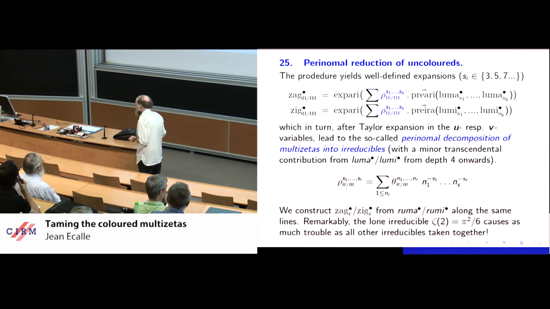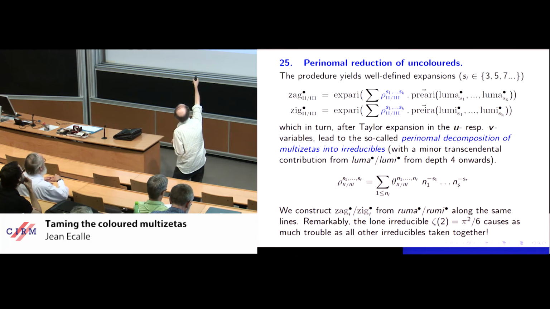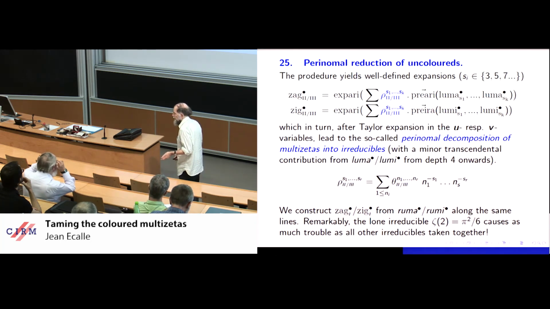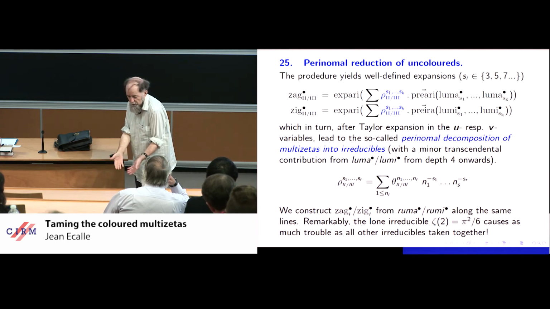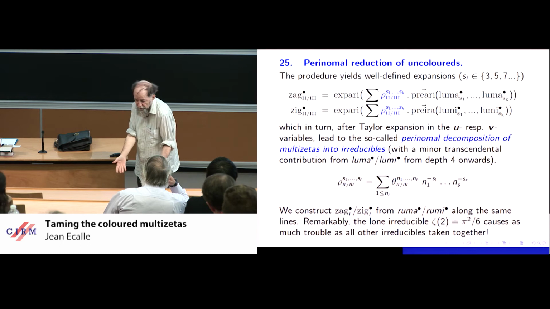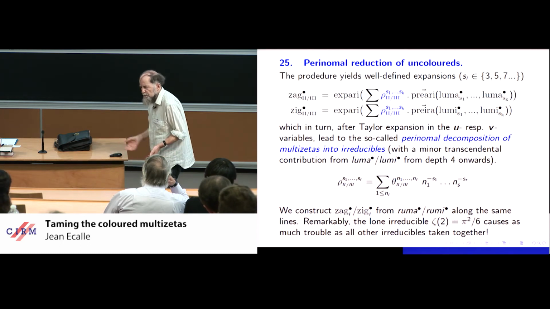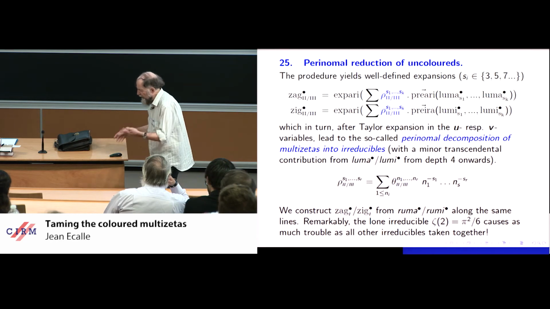So that, I think, I got across. And when you have that, you can express any multizetas in terms of the irreducibles. You take the second line, you take a Taylor coefficient, it is a multizeta, and you expand the function, and you see what you get in front of the coefficient, and it will be your multizeta expressed in terms of irreducibles.